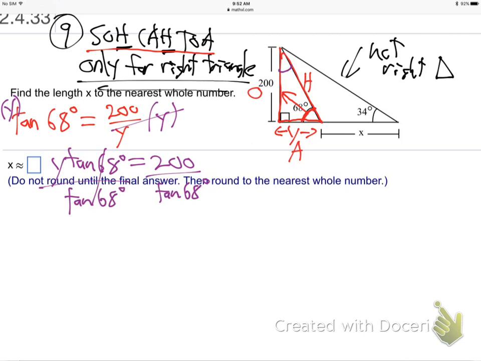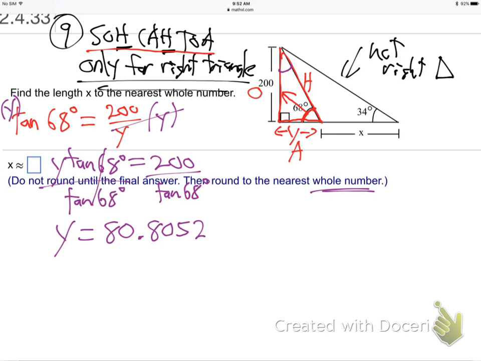So let's get that in a calculator. So y is 200 over... Make sure you're in degree mode. Now, here's what you want to do, guys. They want a whole number in the end, but I'm not at the end yet. So use a lot more. When you have a number that you're going to use for further calculation, you're not at the end yet, use a bunch of accuracy. Use more than you need in the end.